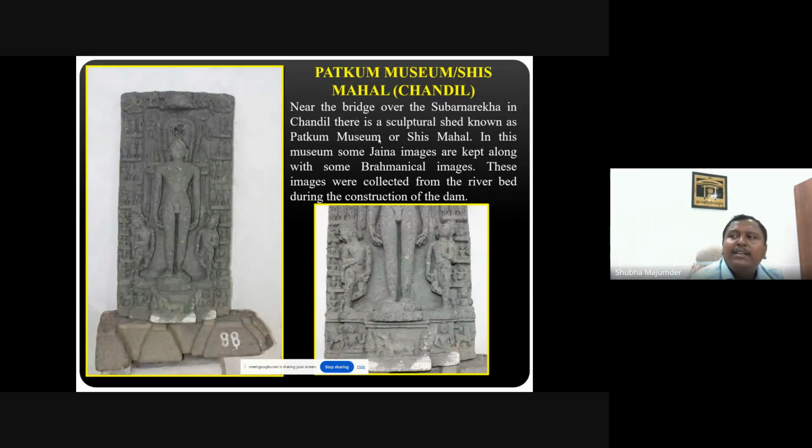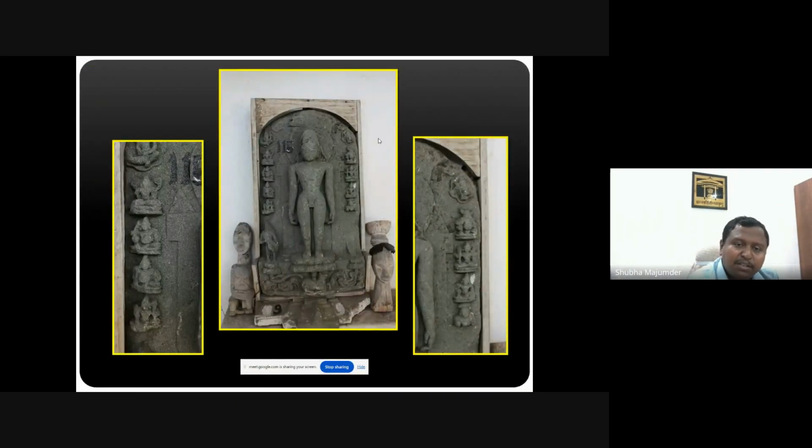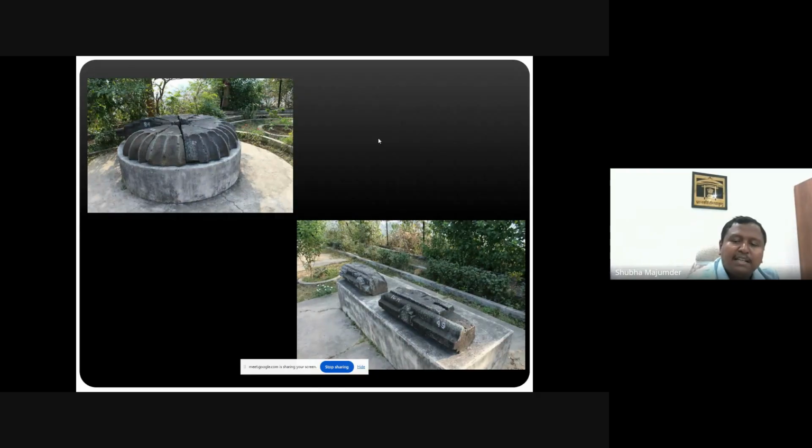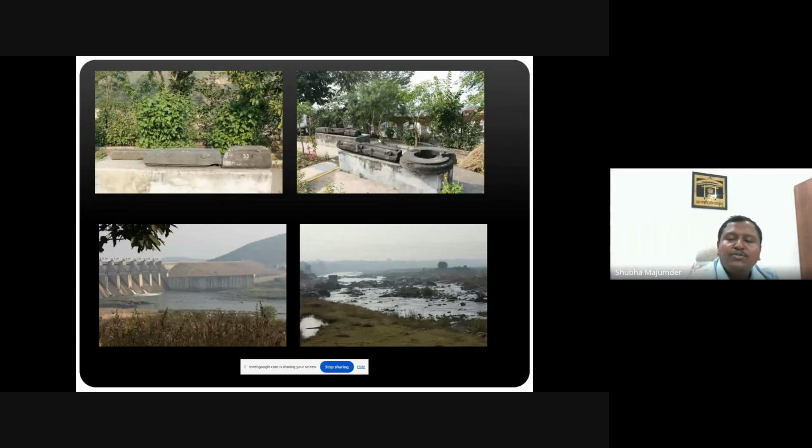So probably in the periphery area of the Chhotanagpur Plateau, these images were collected, and these are also very beautiful images of Shantinath. And this is the Rishabhnath image, small images, and other architectural members you can see from Chandil. So this is also another case where we lost a temple site, and only these images are kept in the modern museum.